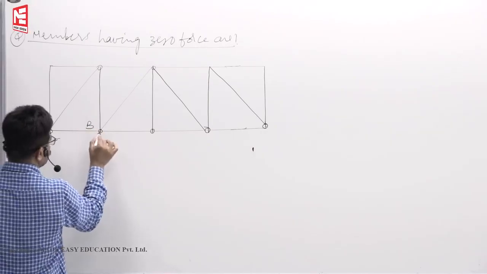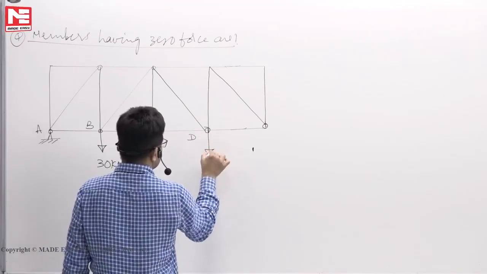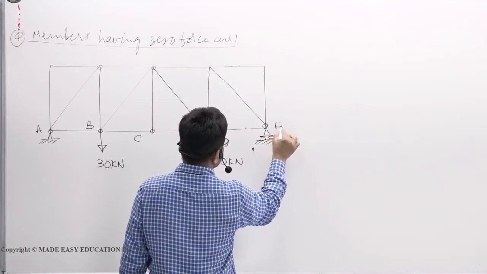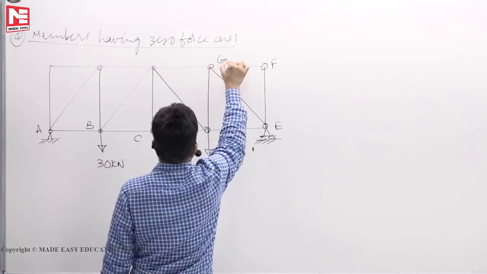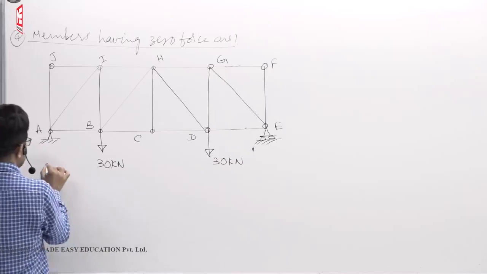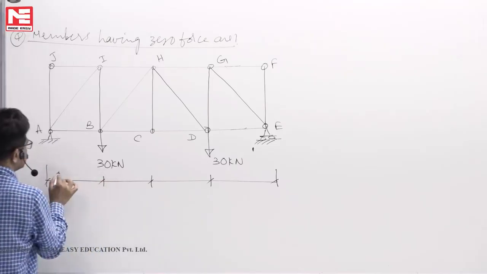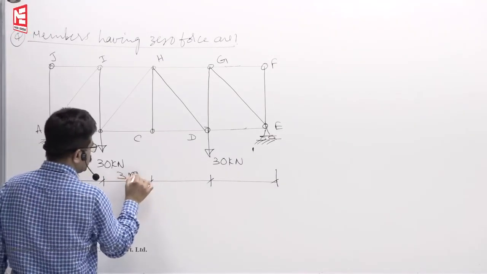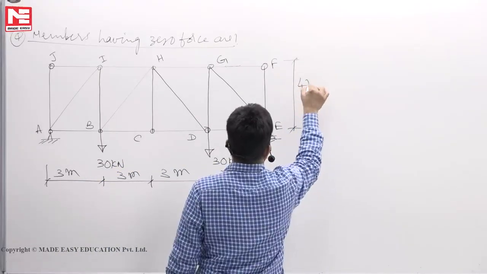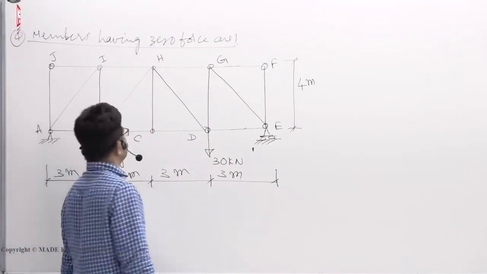This point say A, B. Let us say here 30 kilonewton, C, D. This is also let us say 30 kilonewton, E, F, G, H, I, J. Distances they have to give us to know whether the frame is symmetrical or not. This is say 3 meters, 3 meters. Let us assume that this is 4 meters, like this. Loading is symmetrical, and the truss is also now symmetrical.